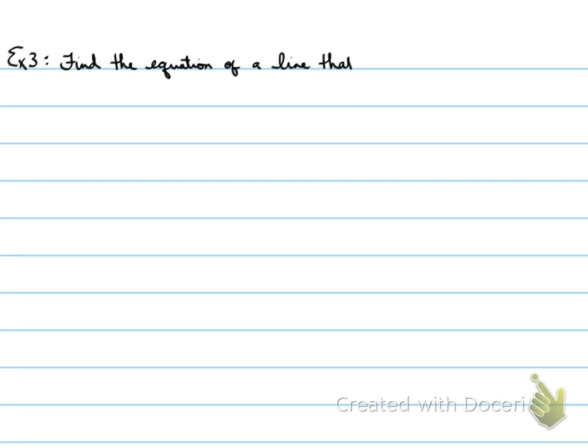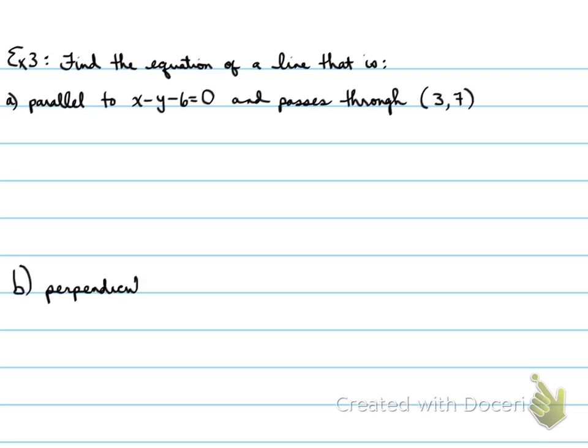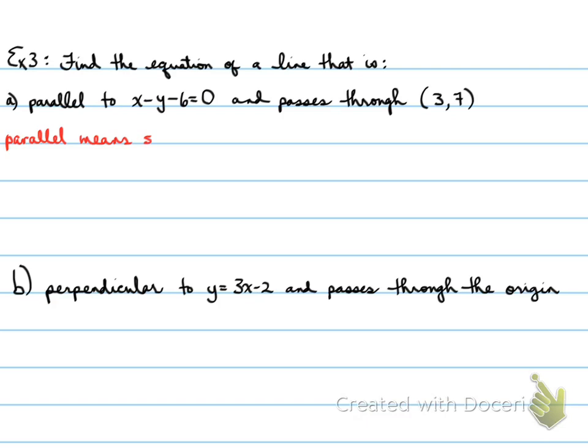Example 3. Find the equation of a line that is parallel to x minus y minus 6 and passes through the point 3, 7, and perpendicular to y equals 3x minus 2 and passes through the origin. All right, so what we need to do here is we have to understand what happens. So we need to find the equation of a line in both these cases.